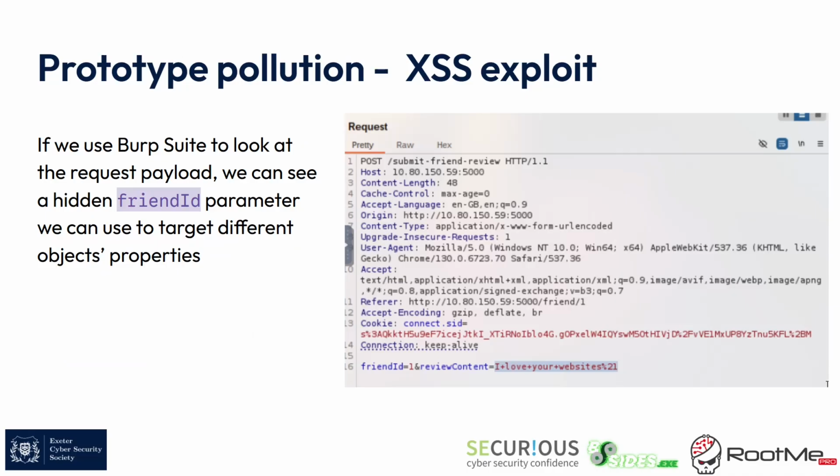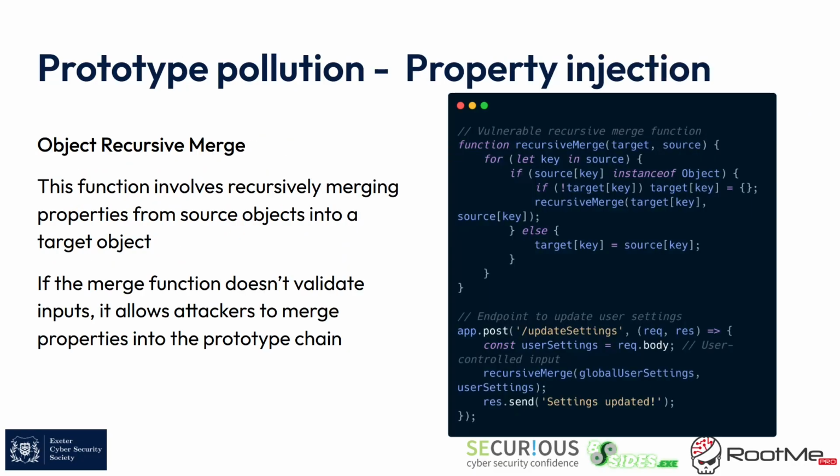Okay, so if we have a look at Burp Suite to see what the post request looks like, you can see here that there is actually a hidden friend ID parameter, and we can also use that to target different object properties. So if, for example, you have multiple friends with different IDs, you could use Burp Suite to intercept the request, change the payload that you want to send, and you could use this cross-site scripting exploit on multiple friends that you have.